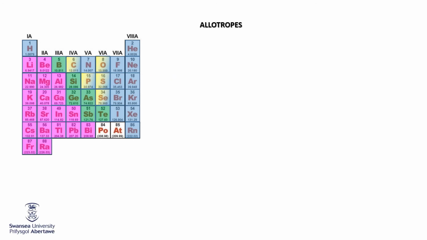Moving on now to the metalloids, which have some really interesting types of allotropes. The first one I'm going to look at is boron.